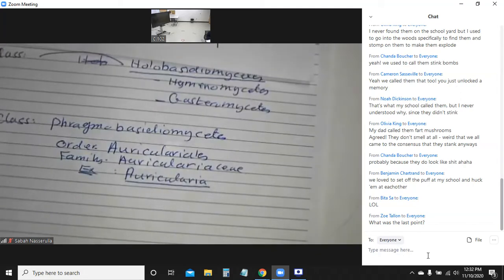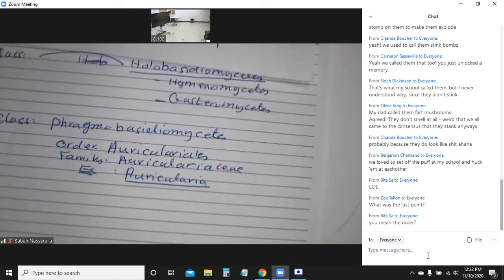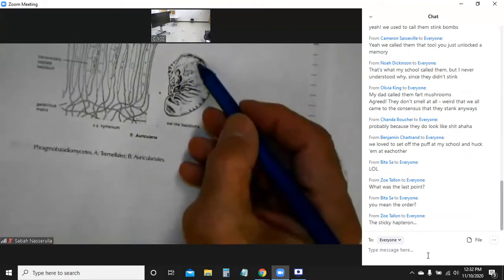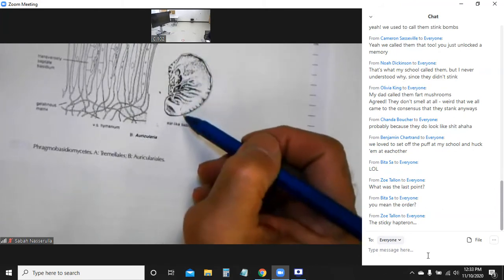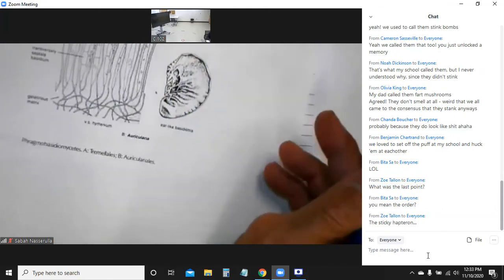Okay. This fungus is called Auricularia because it represents the ear. In this case I only have a black and white picture for it. This is how the fungus of Auricularia looks.